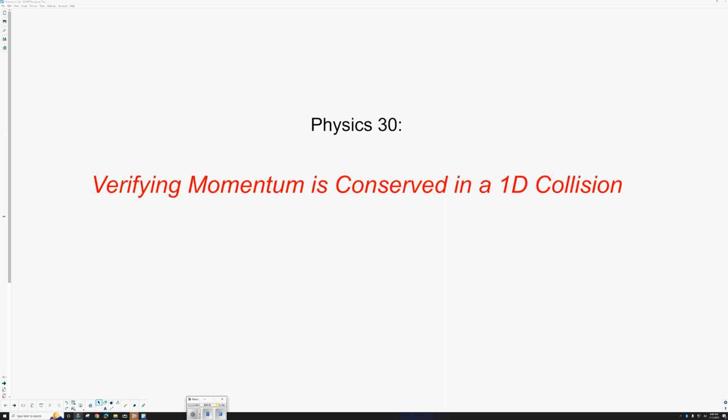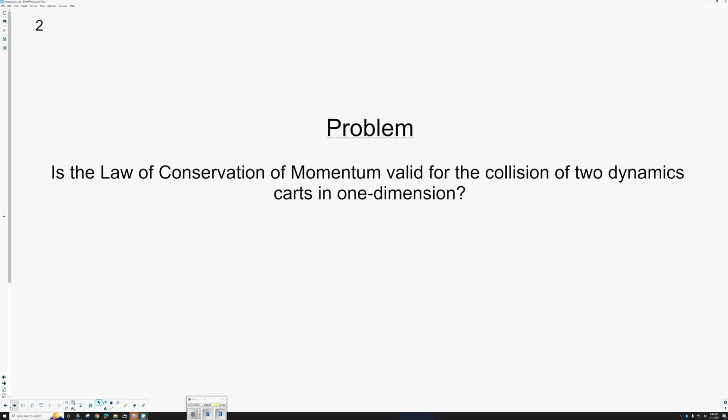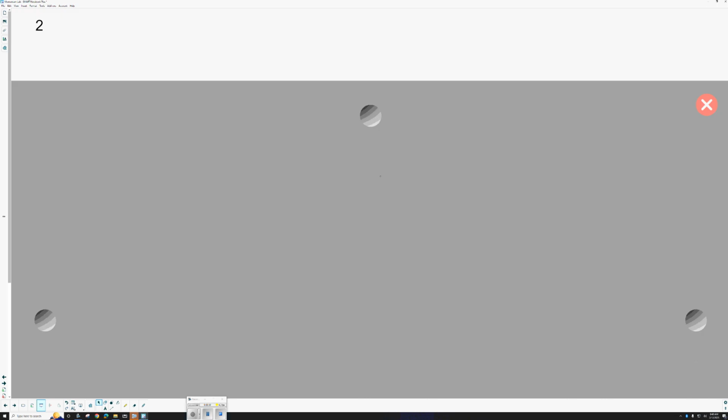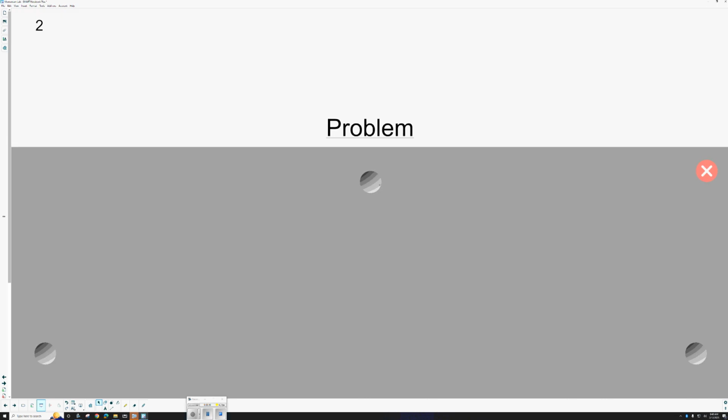The law of conservation of momentum is valid. Here's how we're going to do it. First, of course, we write down a problem. That problem is always phrased in the form of a question. What are we trying to show here today? We're trying to see if momentum is conserved in a one-dimensional collision.